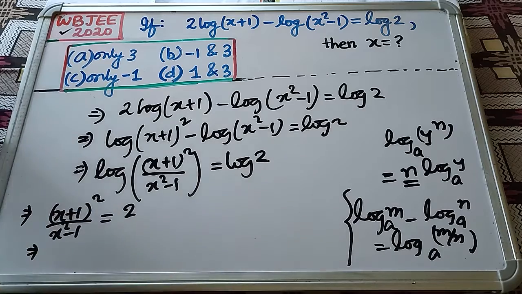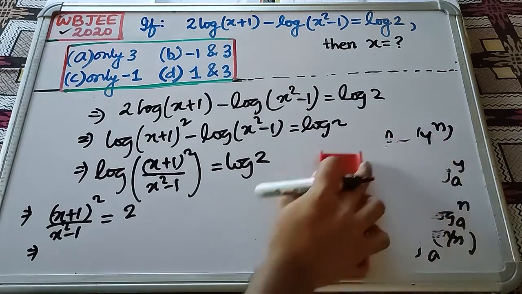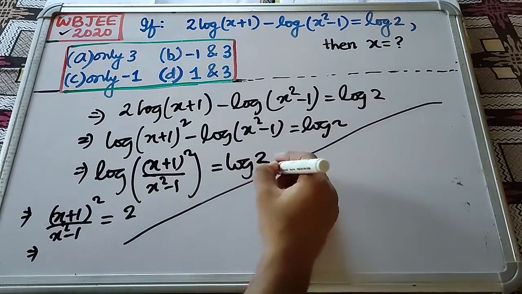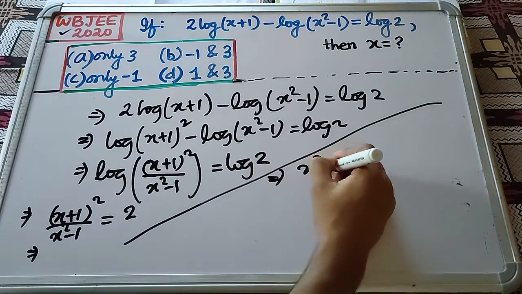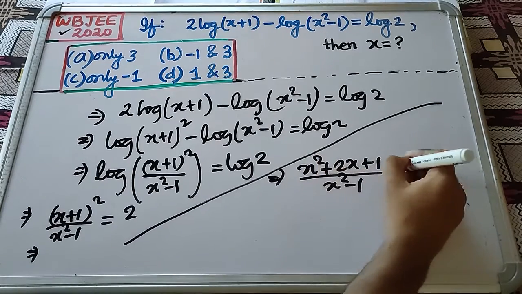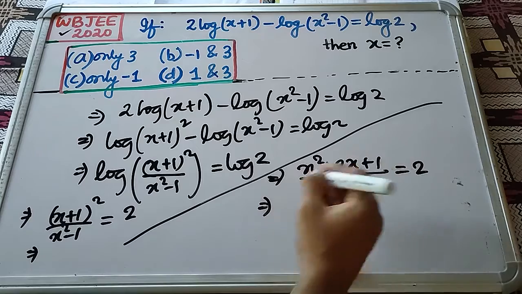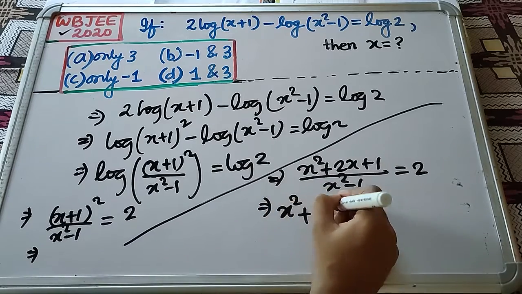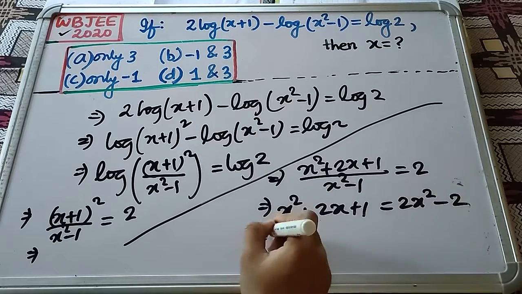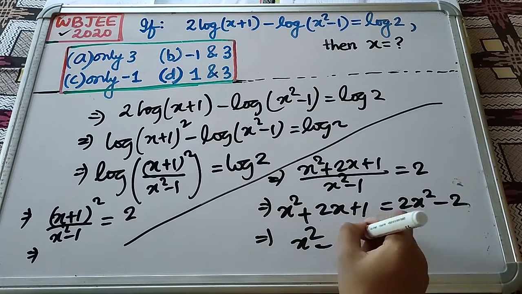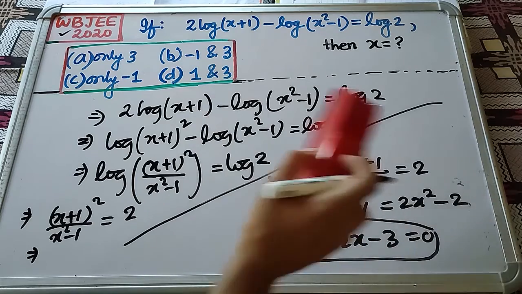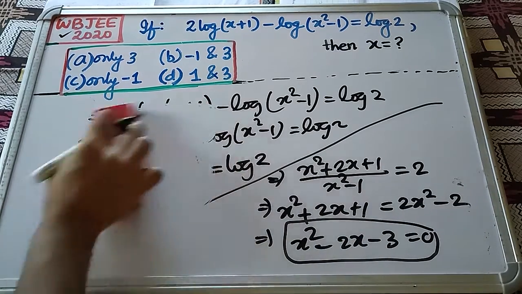So this becomes, let me solve it over here, (x square plus 2x plus 1) by (x square minus 1) equals 2. If you just rearrange it, you will get x square plus 2x plus 1 equals 2x square minus 2. This becomes x square minus 2x minus 3 equals 0. So this is our quadratic equation, and we need to solve this equation to get to the answer finally.